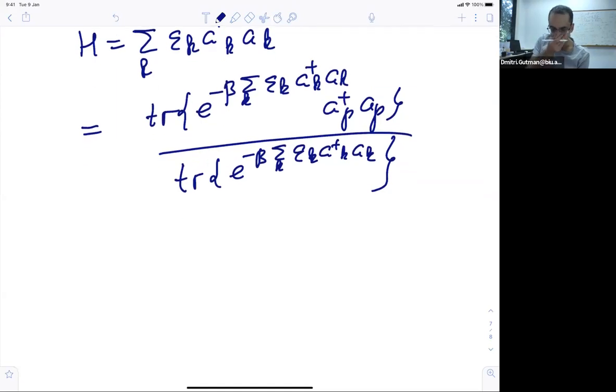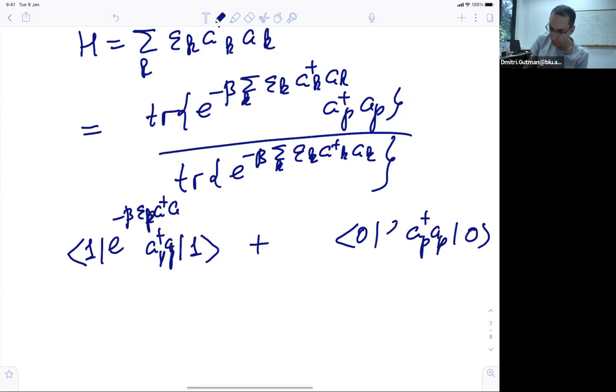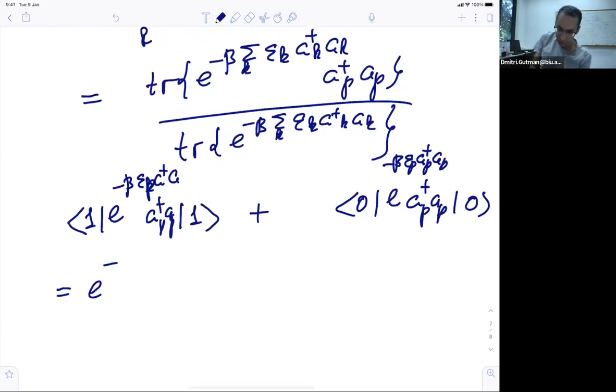And now I can focus here on a single state p, because that's the only thing where this is not equal to one. And then there is a trace over this state: a state where the state is filled, and a state where it is empty. And I have here e to the minus beta epsilon_k, a dagger a, and here I have a dagger_p a_p. And also the same object, minus beta epsilon_p a dagger_p a_p. Here it gives me e to the minus beta epsilon_p. And this thing drops because the a dagger annihilates the vacuum.